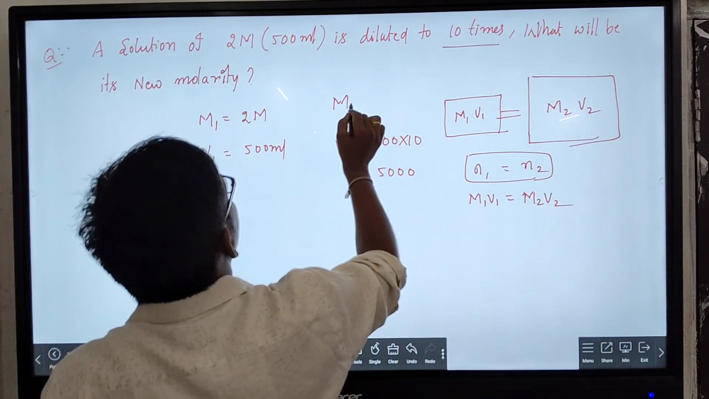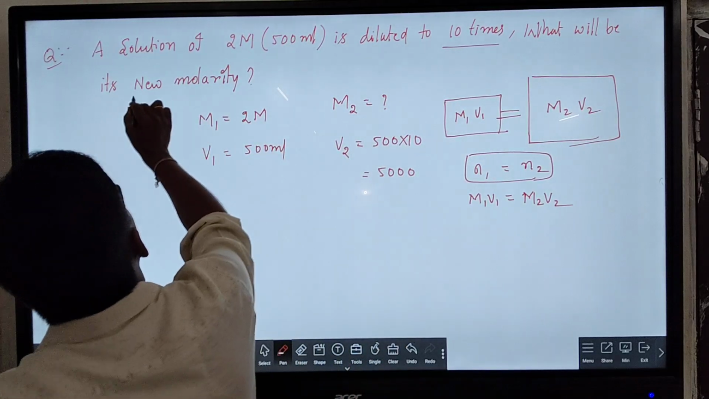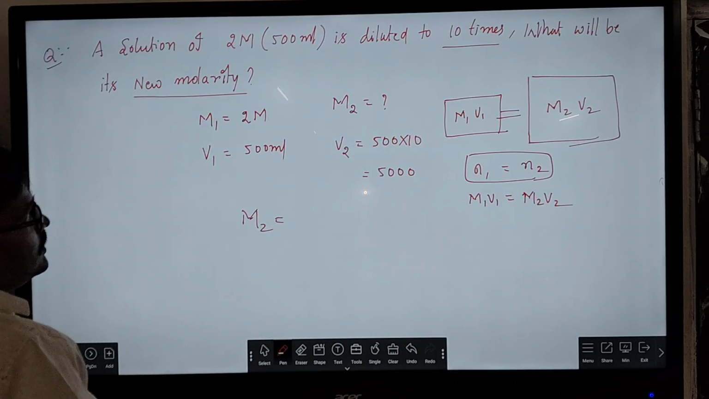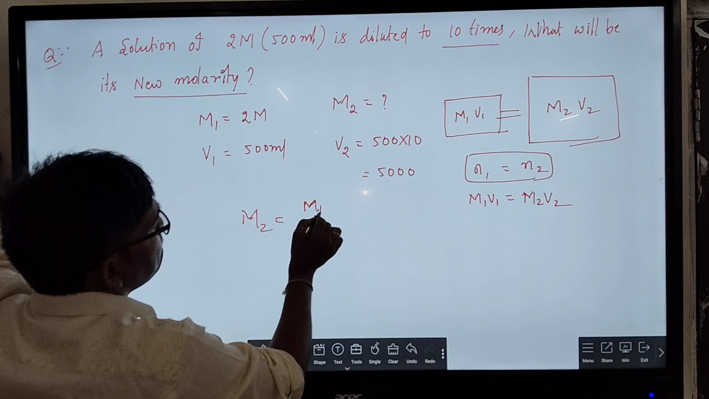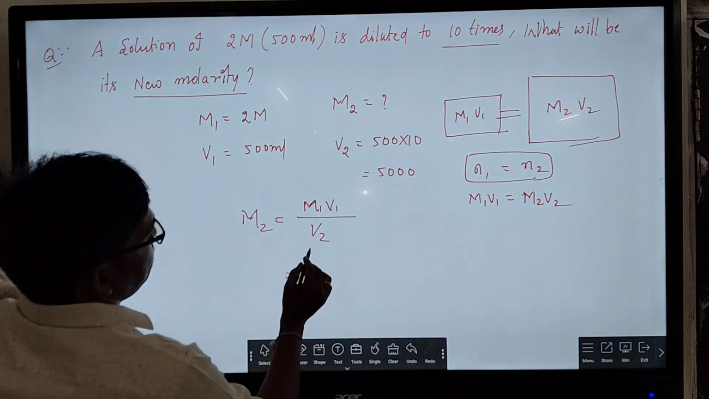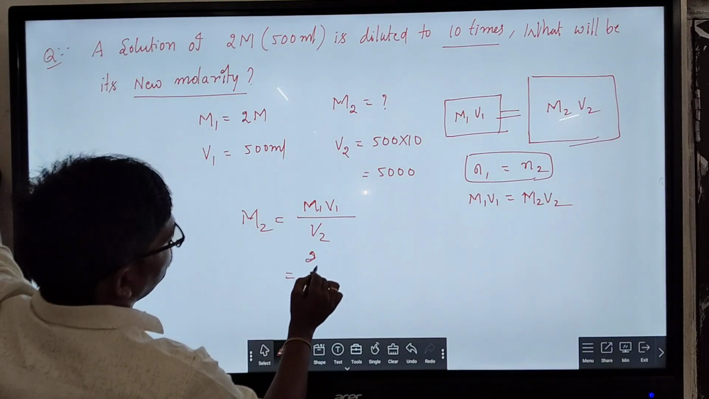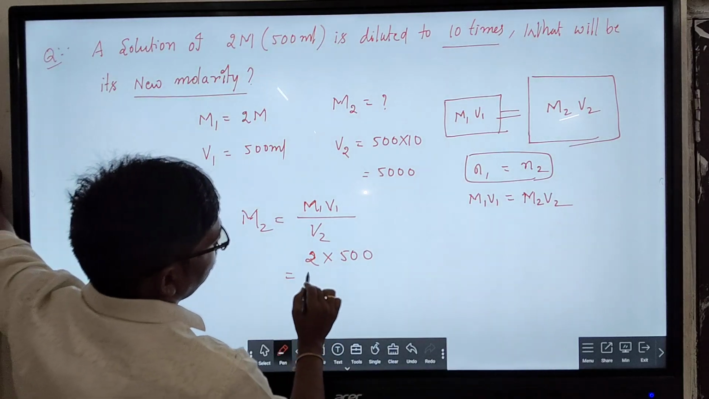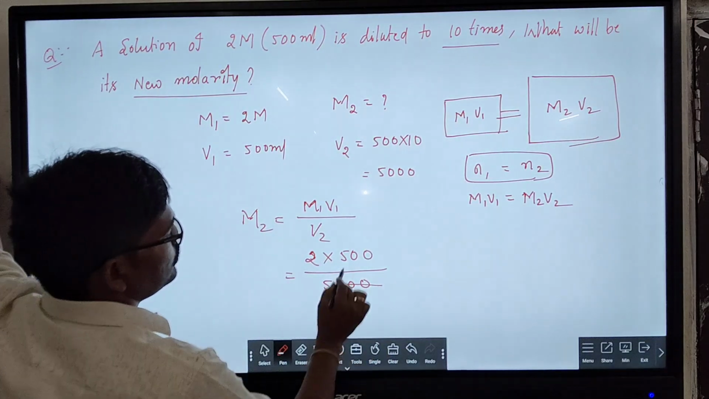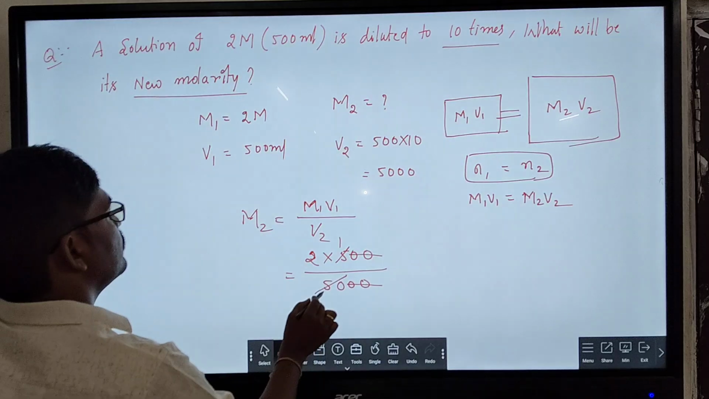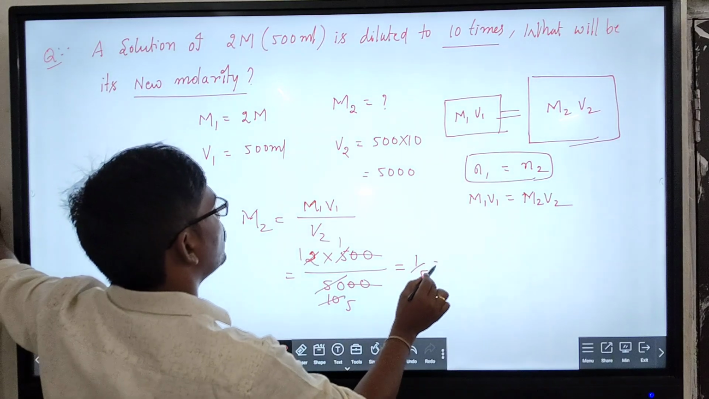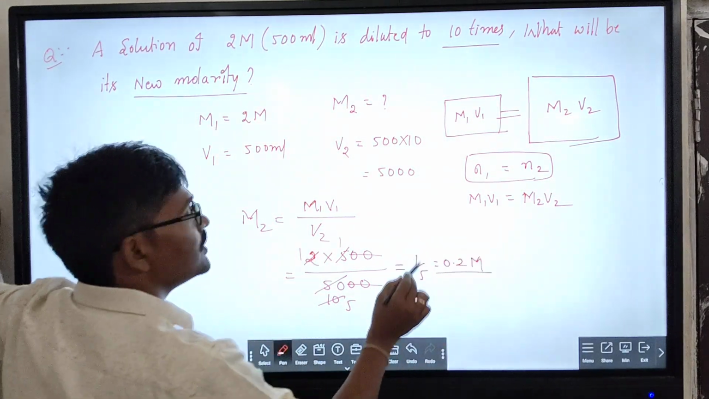Then what do you have to find out? M2 you have to find out, the new molarity. So M2 equals what? M1 V1 divided by V2. M1 is 2 into 500 ml divided by 5000. Then 2 zeros cancel. Then 5 ones are 5, 5 tens, then 2 ones are 2, 5. So 1 by 5, how much? 0.2 molar. That is the answer.